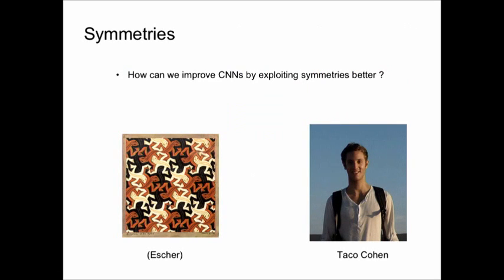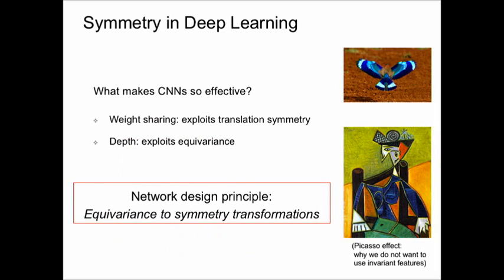This is the topic that we studied together with Taco Cohen, who has been driving this project forward. The question that we ask ourselves here is, how can we improve these convolutional neural nets by exploiting these symmetries better? Now, a normal convolutional neural net is based on translation symmetry, so it's baked into the convolutional architecture. So shouldn't we also bake rotations and mirror or maybe other symmetries into the convolutions as well? You can ask the question, what makes a convolutional neural net such an effective architecture?